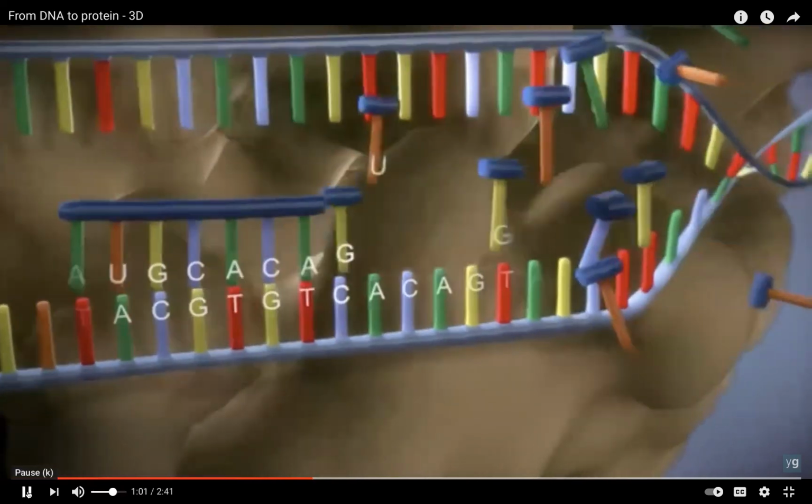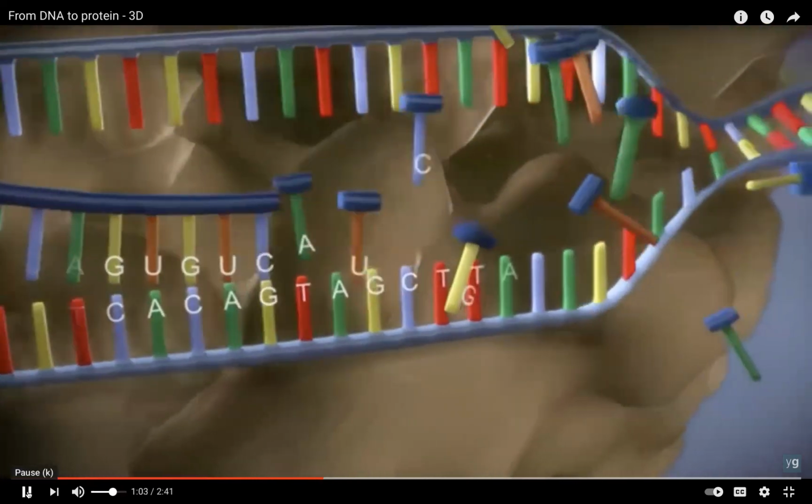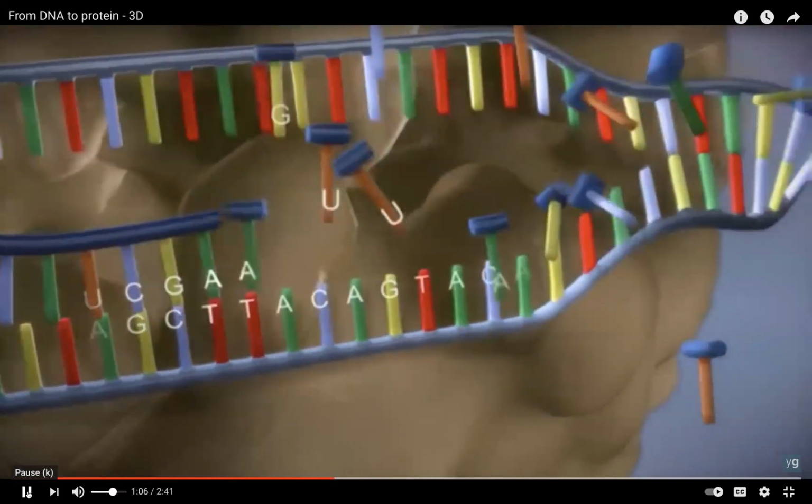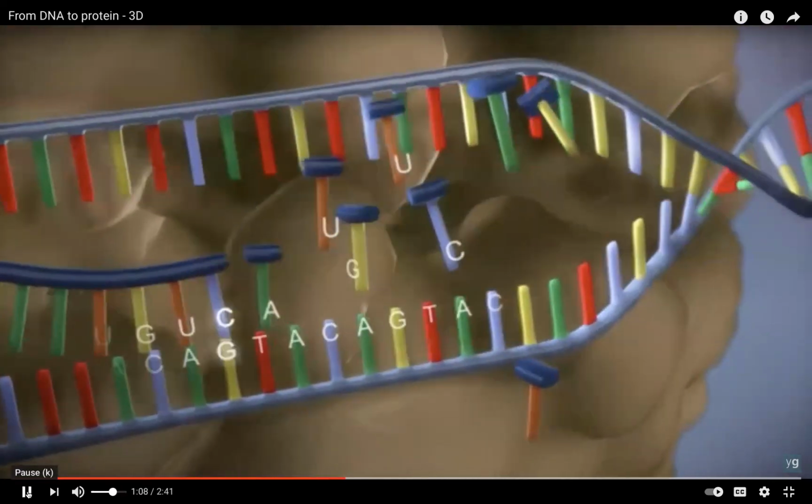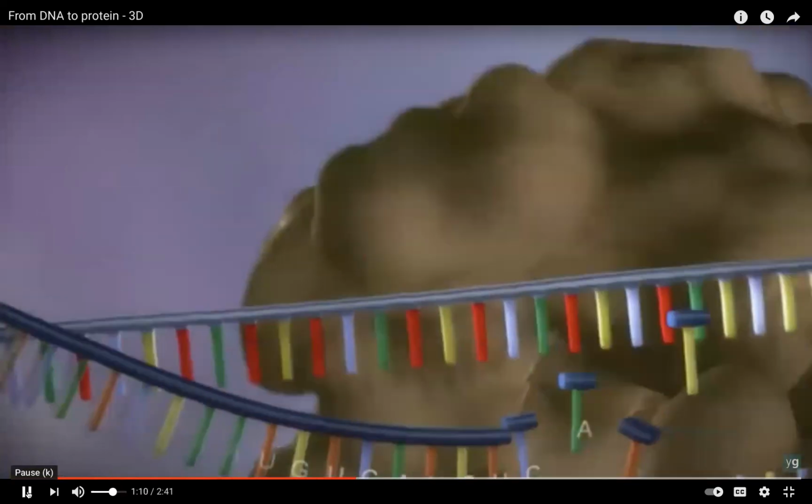The DNA code determines the order in which the free bases are added to the messenger RNA. This process is called transcription.